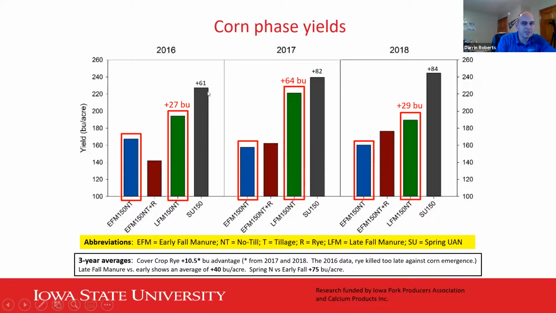The black bars are the spring applications. Spring is best for the reasons that we talked about before. You're lining up your timing of your application better with when the crop is going to be taking it up. But certainly later applications in the fall are better than earlier.